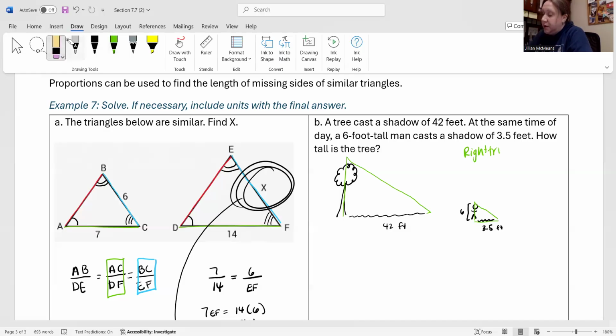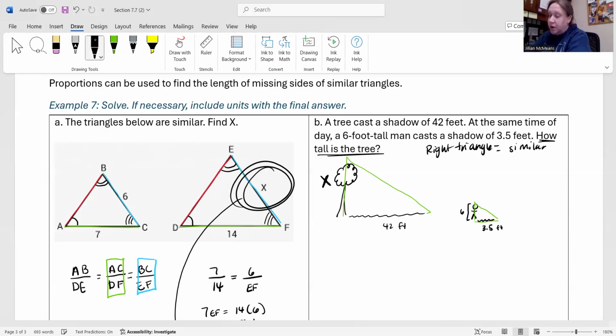So we have two right triangles. Let me write that better. I'm going to write it in black so you can see it better. So we have two right triangles. And in this case, they are similar because we have the sun in the same location in the sky. So it's going to cast these shadows that create two similar right triangles. So we can use this information to figure out the height of the tree, which is what we're really being asked to find. How tall is the tree?